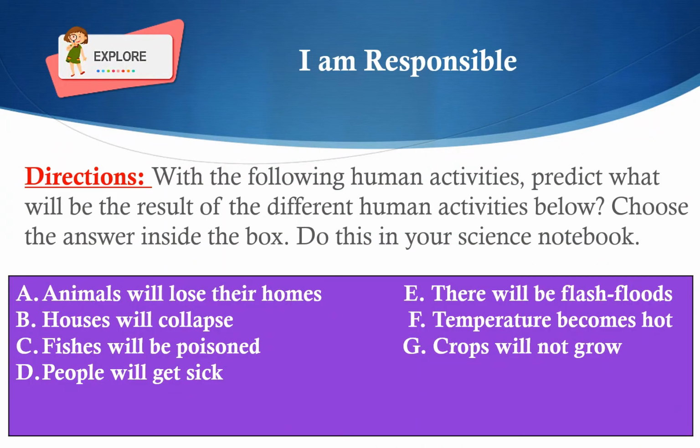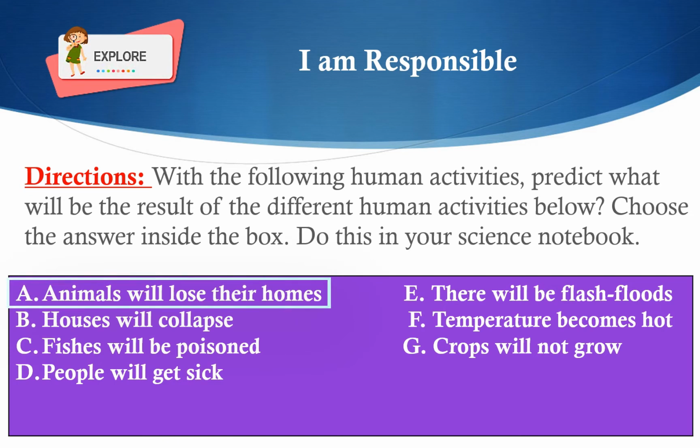Next, let us explore more another activity entitled I Am Responsible. Directions: with the following human activities, predict what will be the result of the different human activities below. Choose the answer inside the box. Do this in your science notebook. Submit it to your science teacher once you have completed.